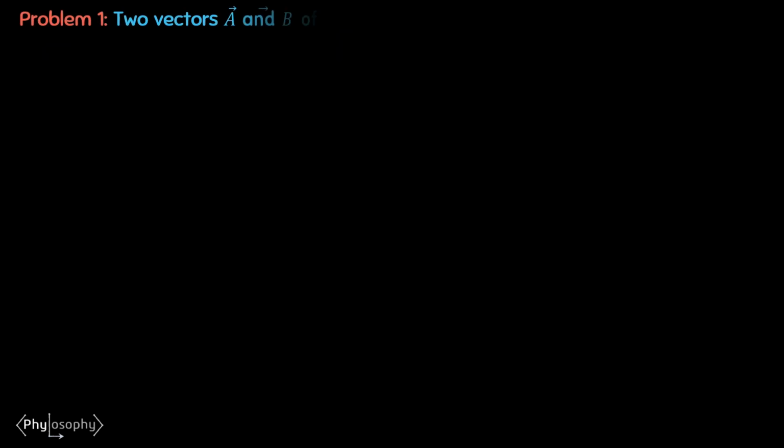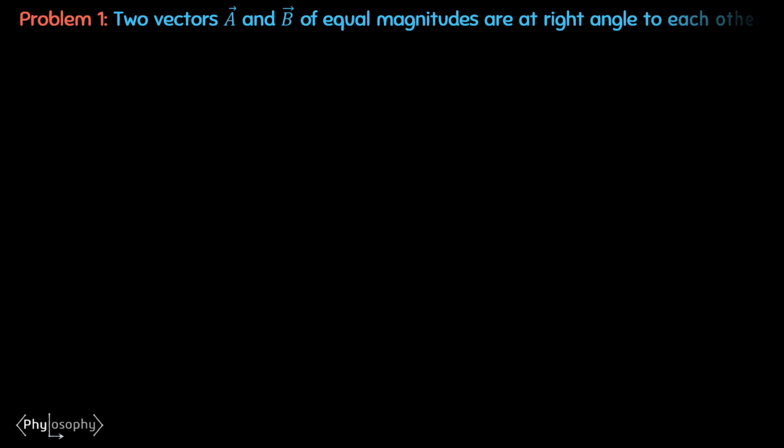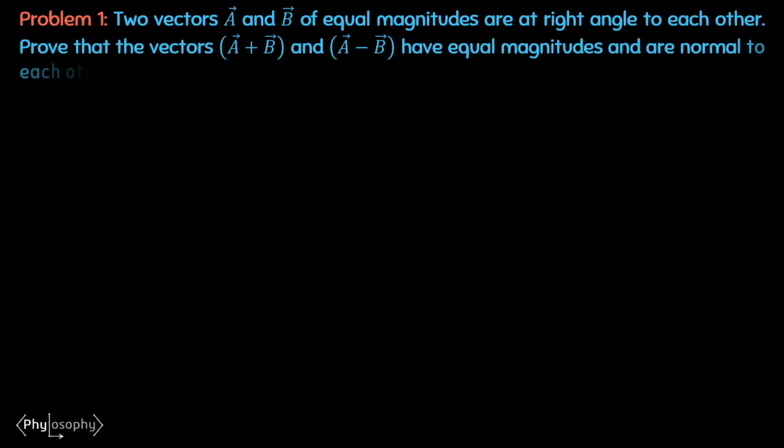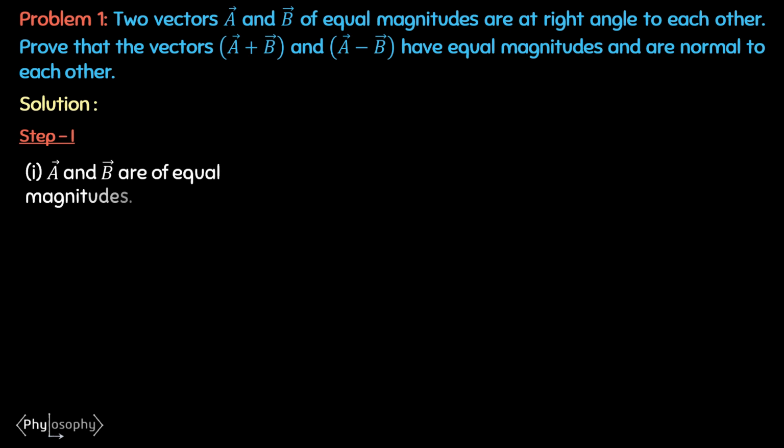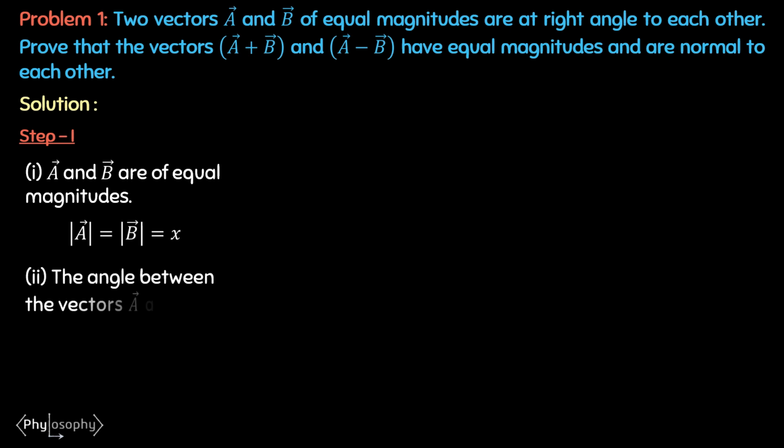So the question is, two vectors a and b of equal magnitudes are at right angle to each other. Prove that the vectors a plus b and a minus b have equal magnitudes and are normal to each other. According to the question, the two vectors a and b are of equal magnitudes, and let their magnitude be x, and the angle between the two vectors a and b is 90 degrees.